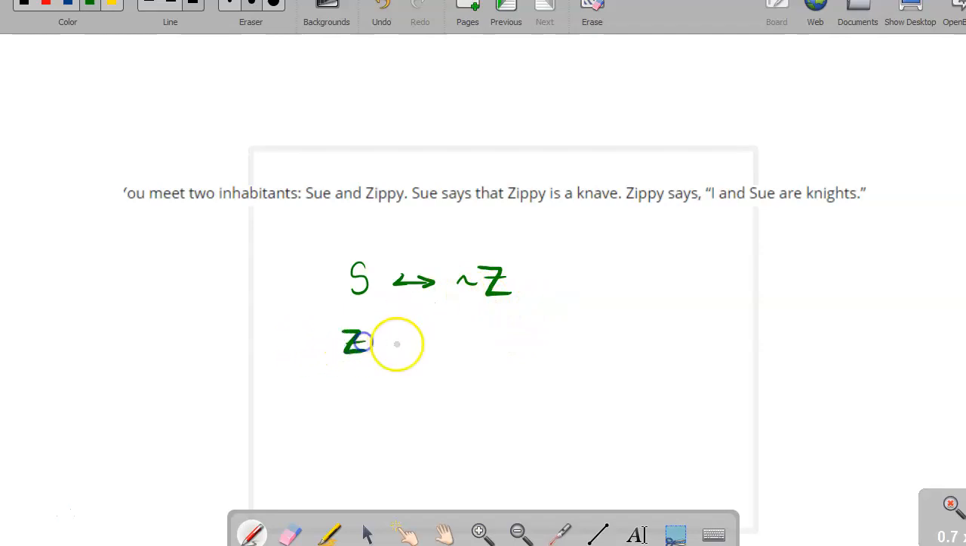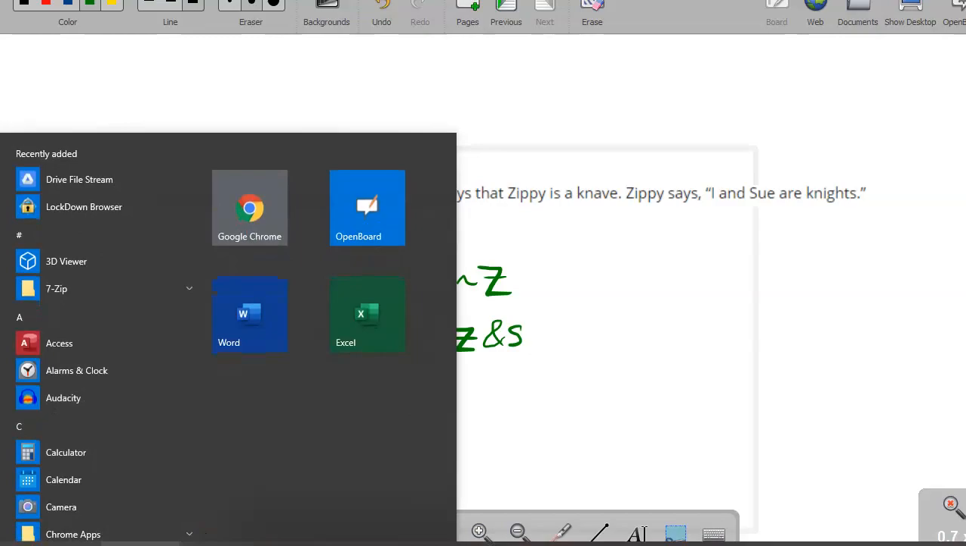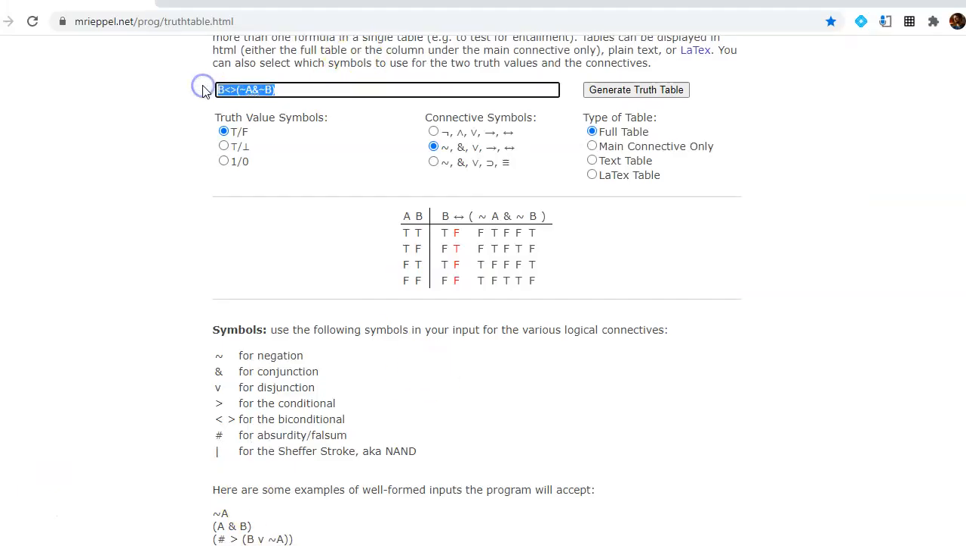But Zippy says both I and Sue are knights. So that would be Zippy and Sue. I just forgot how to do that simple. All right, did it backwards. Zippy and Sue are knights. Let's stick this into a little truth table generator and see what we get. So Sue says Zippy is not a knight, comma, and Zippy says both Sue and I are knights.